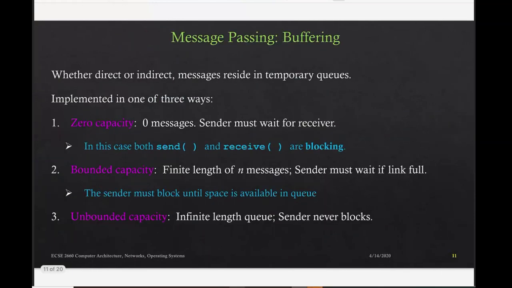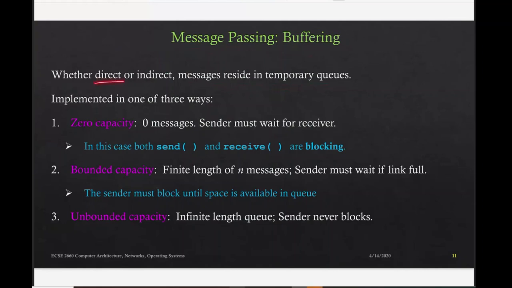Next, in the case of buffers being used, the message passing approach through buffering, messages may reside in temporary queues, right? So we are talking about buffers or temporary queues that are used to do this message passing. So one was direct, one was indirect, and now we are talking about how we can use buffering to pass messages between processes.